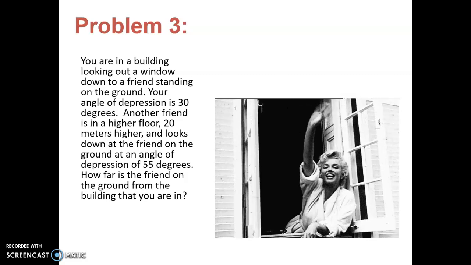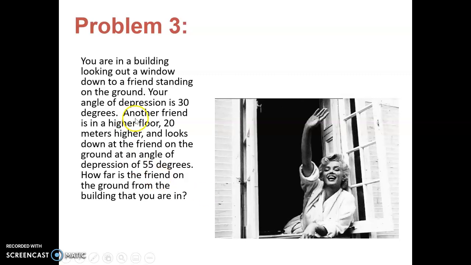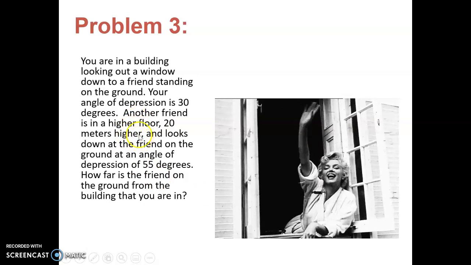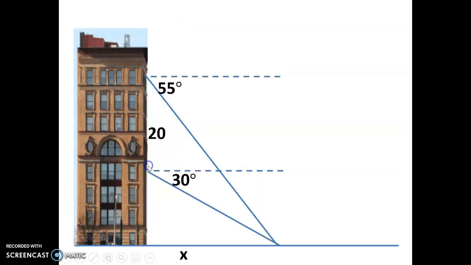Somebody's on the ground. There's an angle of depression of 30 degrees. Another friend is in a higher floor, 20 meters higher. They look down and have a different angle of depression. So let's see that here.